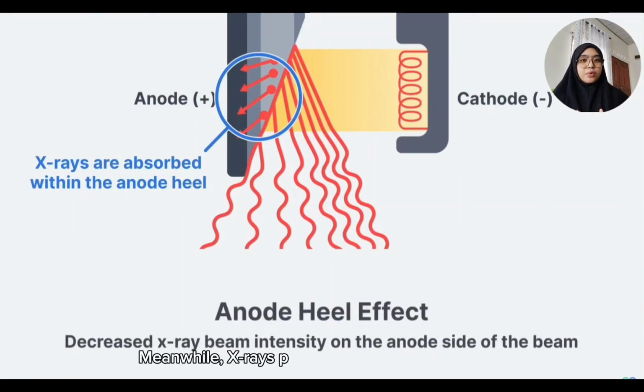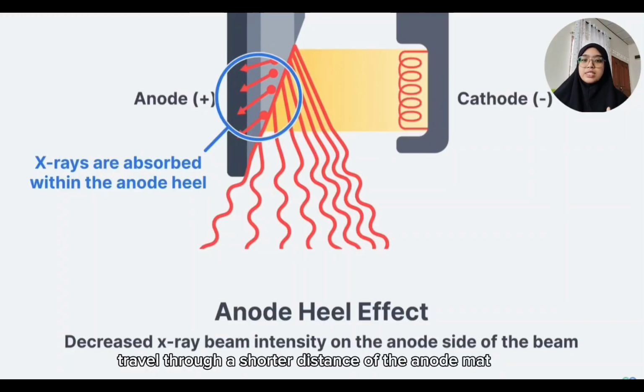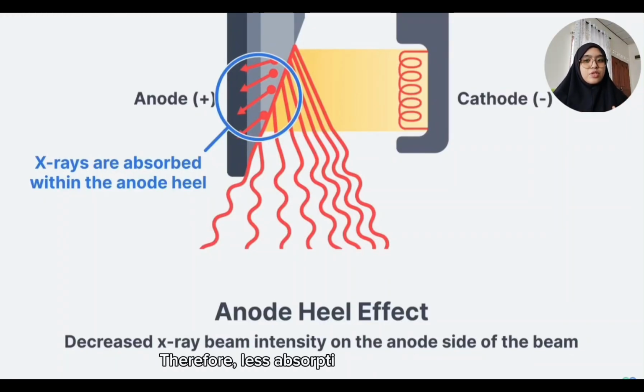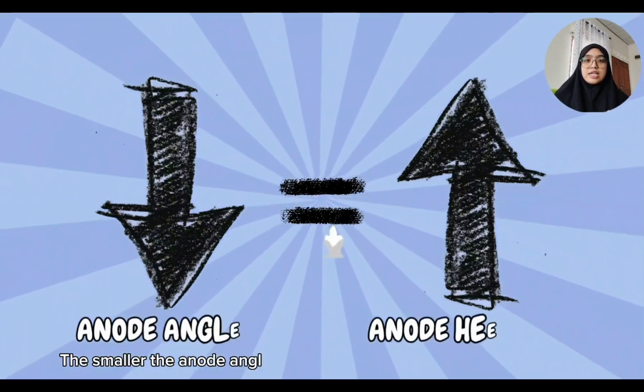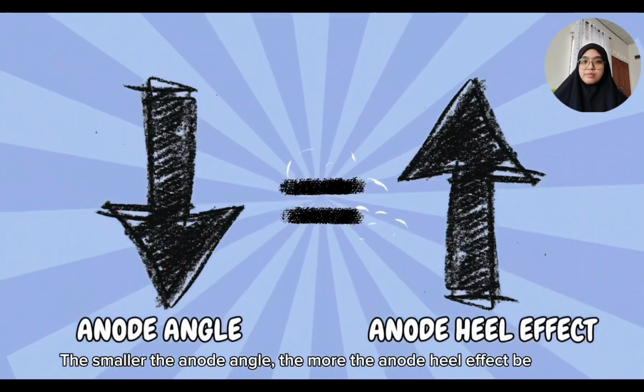Meanwhile, X-rays produced on the cathode side travel through a shorter distance of the anode material. Therefore, less absorption occurs, resulting in higher beam intensity on the cathode side. The smaller the anode angle, the more pronounced the anode heel effect becomes.